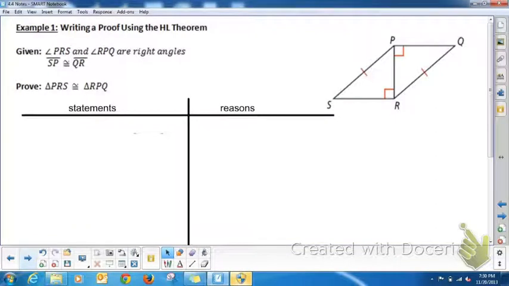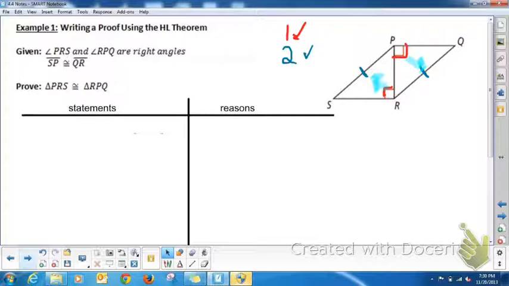So let's write a proof using the hypotenuse leg theorem so you can see what it looks like. Before we write our proof, let's plan for it. We are given that angle PRS and angle RPQ are right angles. So that means what kind of triangles are they? They're right triangles. So that's condition 1 met on our list. Condition 2, you're given that segment SP is congruent to segment QR. Well, SP and QR are what of these triangles? They're the hypotenuse. So condition 2 has been met. There's a pair of congruent hypotenuses.